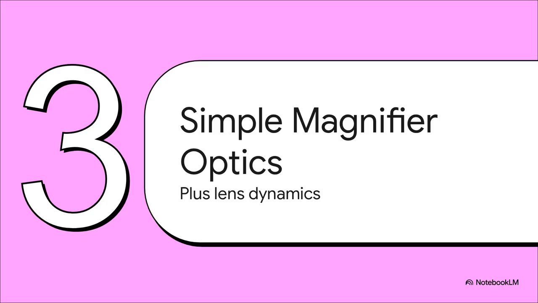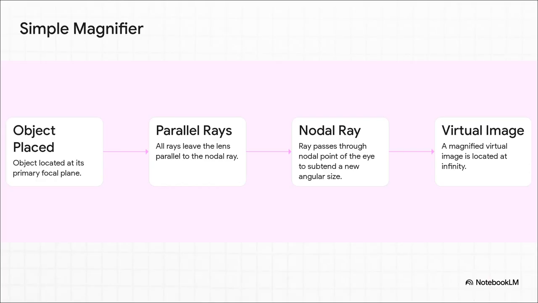All right, part 3. The optics of simple magnifiers. Let's walk through how this builds sequentially, step by step. Picture an 85-year-old patient sitting in your chair with severe atrophic macular degeneration. By placing the reading text exactly at the primary focal plane of a plus lens, the light rays exit that lens completely parallel. When those parallel rays enter the patient's eye, the nodal ray passes through at a much steeper angle than it would have without the lens.